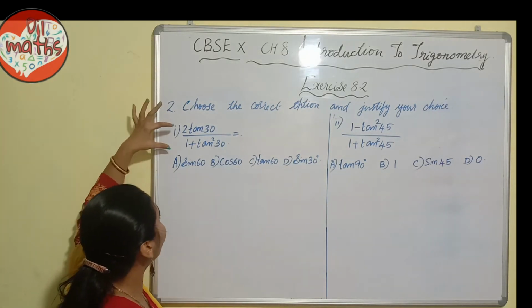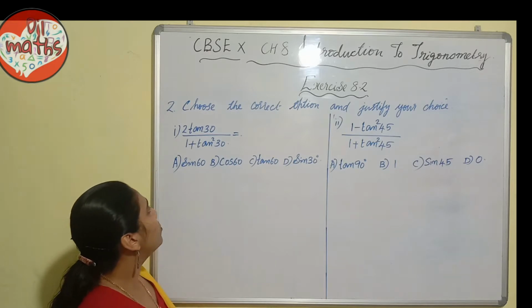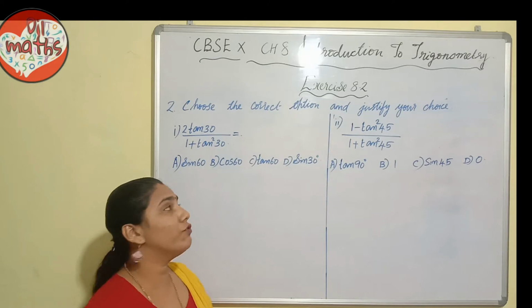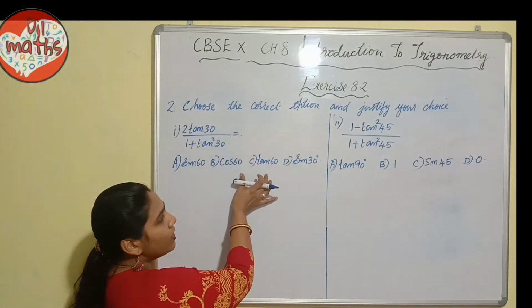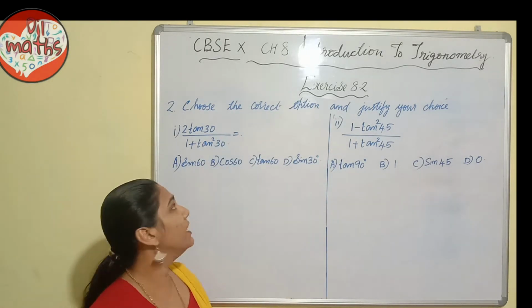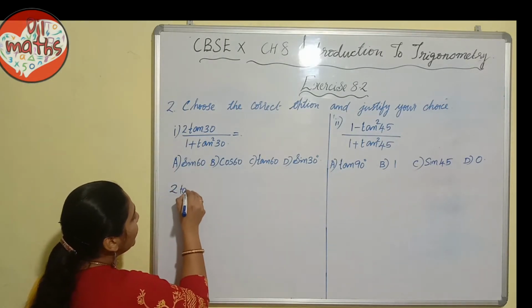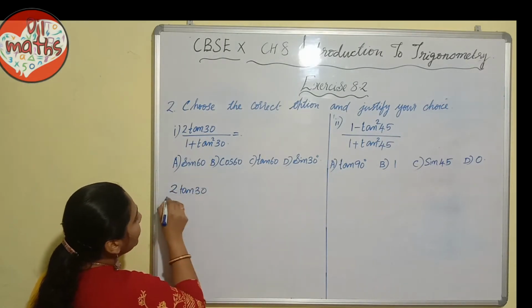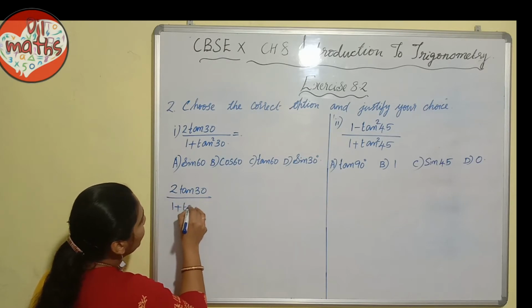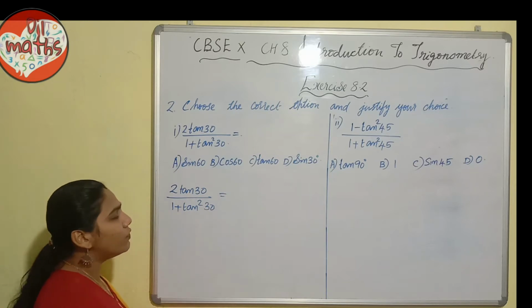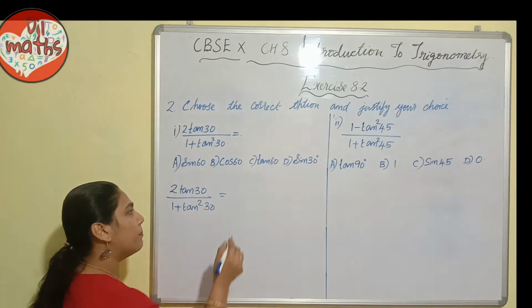In second question, first subdivision is 2 tan 30 divided by 1 plus tan square 30. So we have to find out the value of this one and choose the correct answer from this. Okay. So what is the question given? 2 tan 30 divided by 1 plus tan square 30. Okay, what is the value of tan 30? Tan 30 is equal to 1 by root 3.